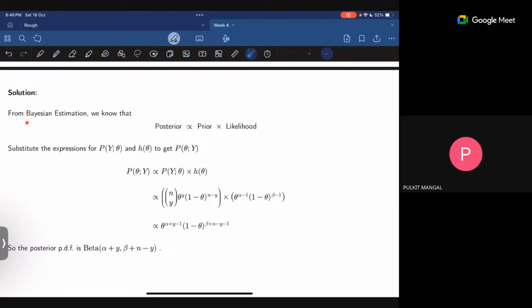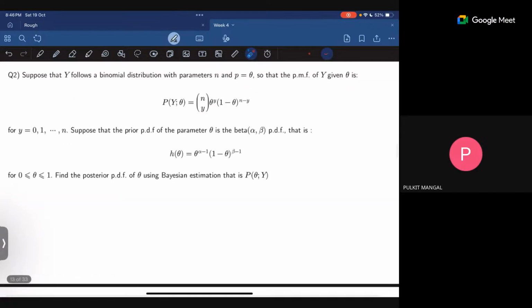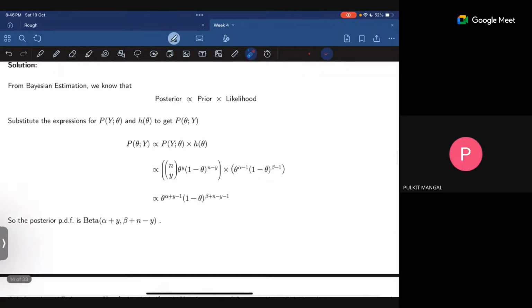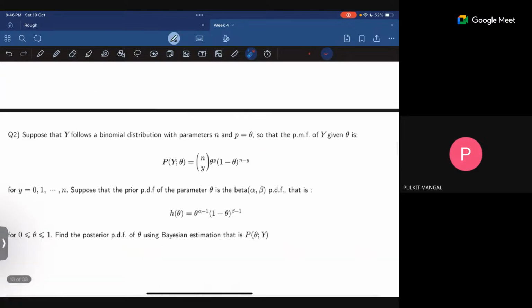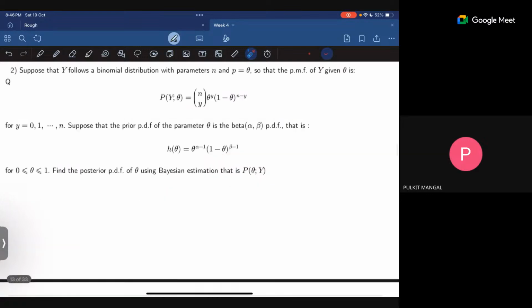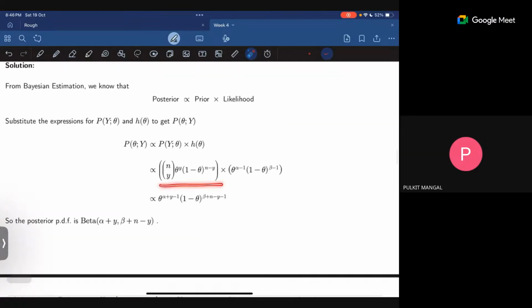For the Bayesian estimation, we know that the posterior is proportional to prior times likelihood. The prior that was given to us is the beta distribution. So this is your prior. For the posterior, we will take the likelihood for this. This is the likelihood function.